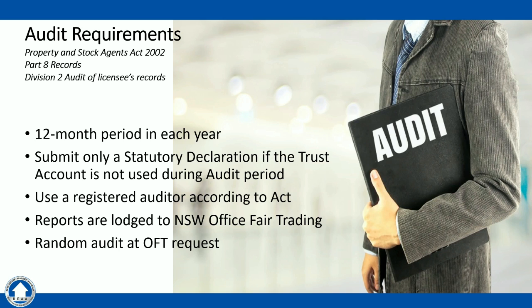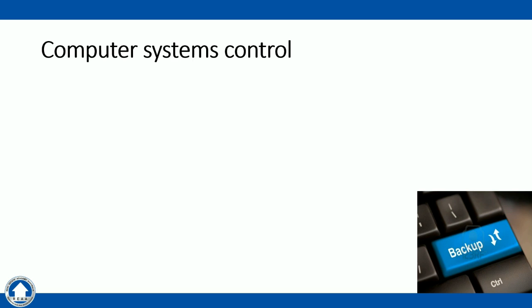The reports need to be lodged with the New South Wales Office of Fair Trading, and that has to be done by the end of September. So the 30th of September each year, those have to be lodged, and there are fines for breach of audits. The Office of Fair Trading can also conduct random audits at their request. That's covered under the legislation as well. A licensee cannot deny a random audit.